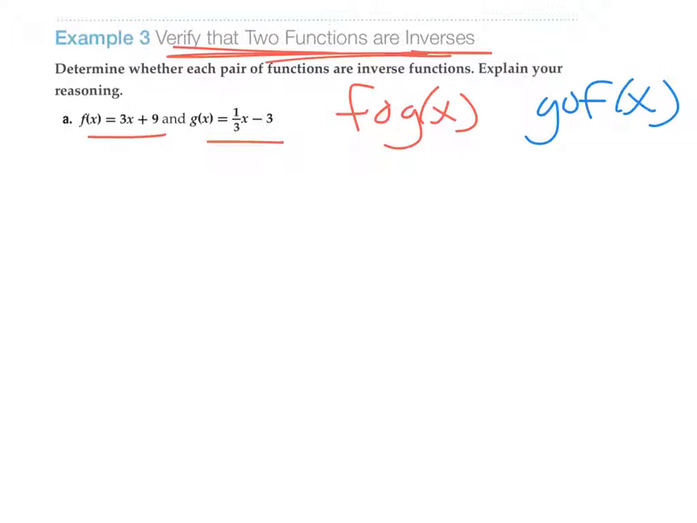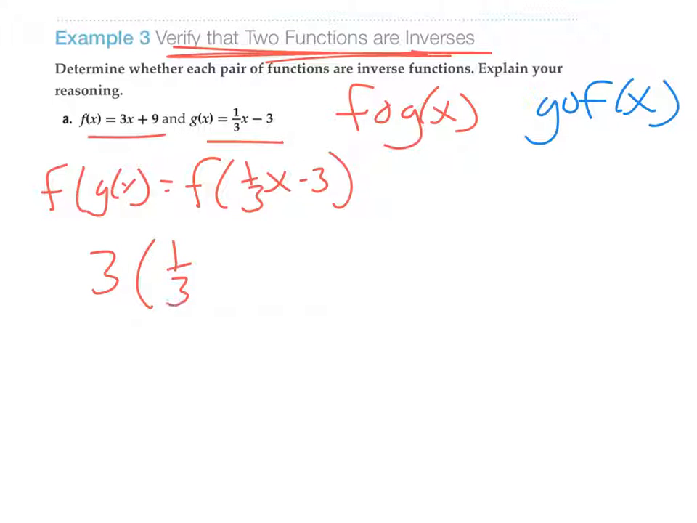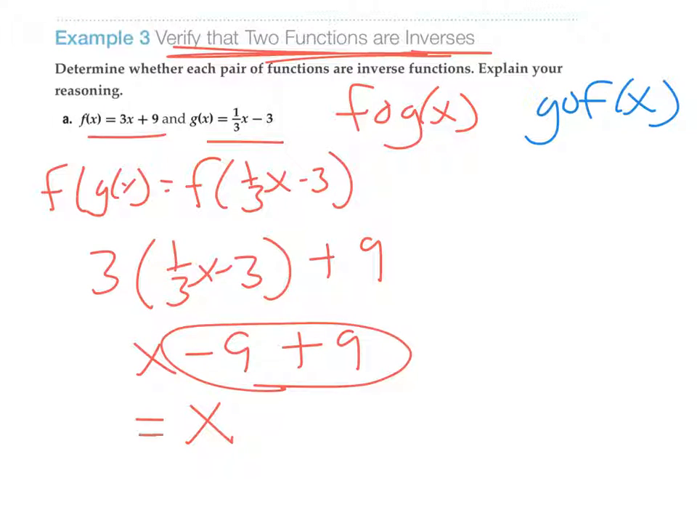So that means I'm going to take f of x, and I'm going to substitute g of x in, which means f of g of x, and g of x is 1/3 x minus 3. So after I do that, I'm going to substitute this into the f function, so it becomes 3 times (1/3 x minus 3) plus 9. So I do the math. By distributing, I get x minus 9 plus 9, and I get x after these cancel, so it equals x. So as long as my blue function that I'm about to do equals x, they're inverses.